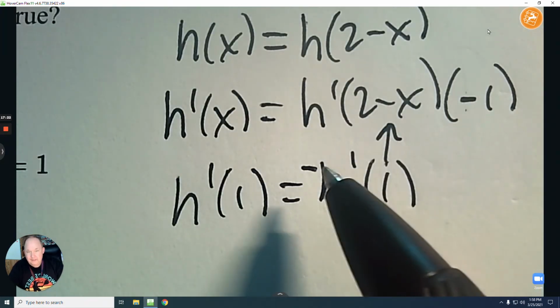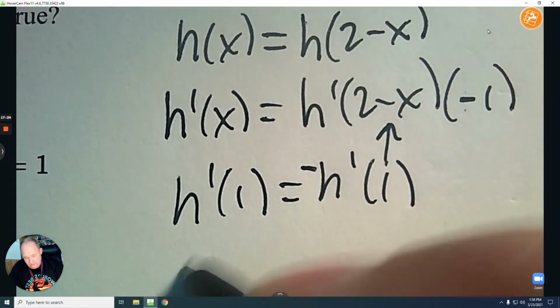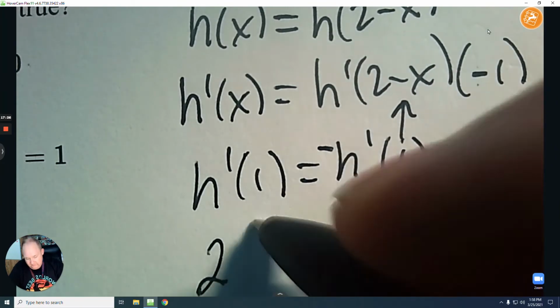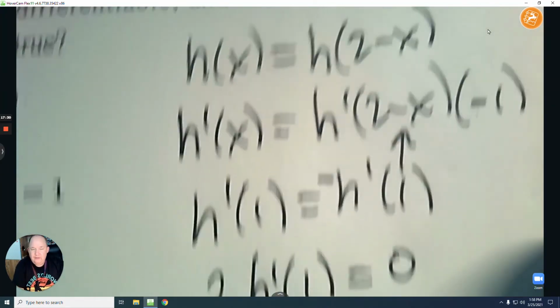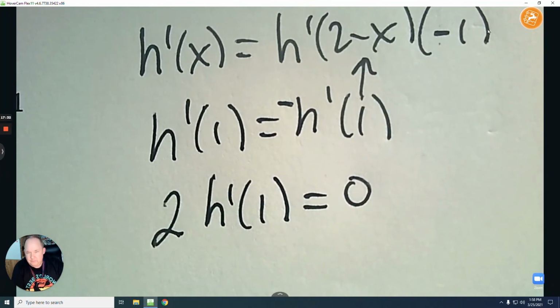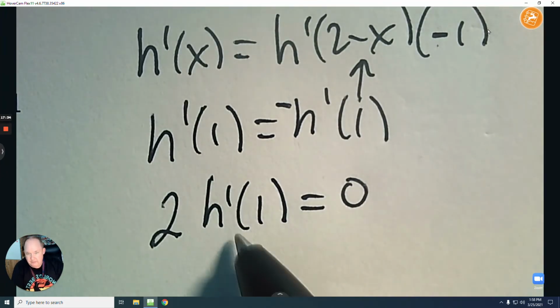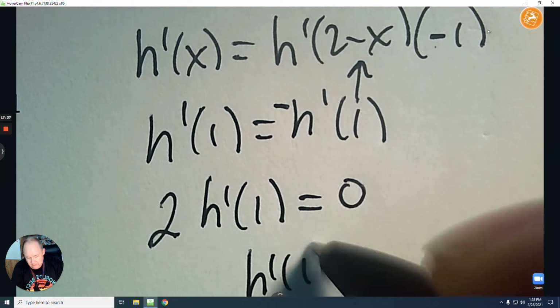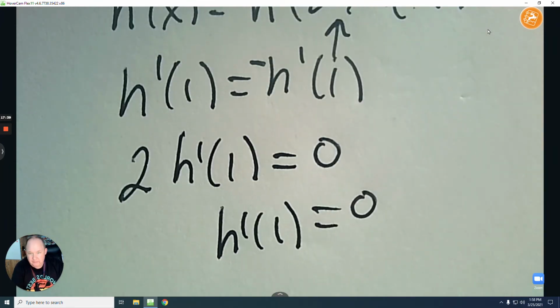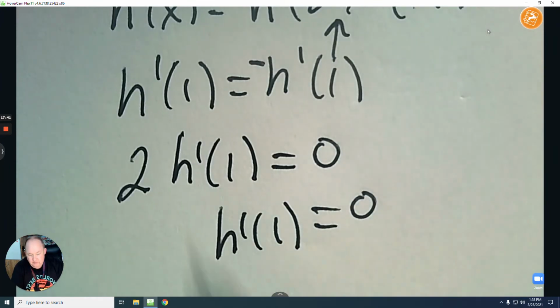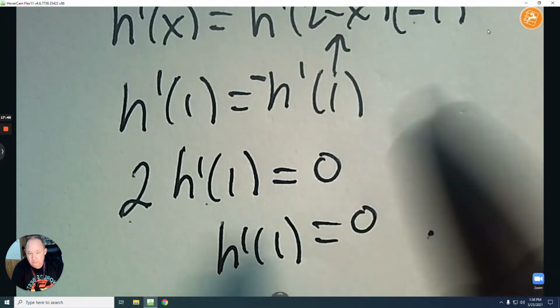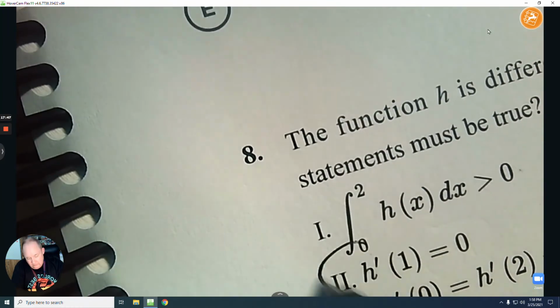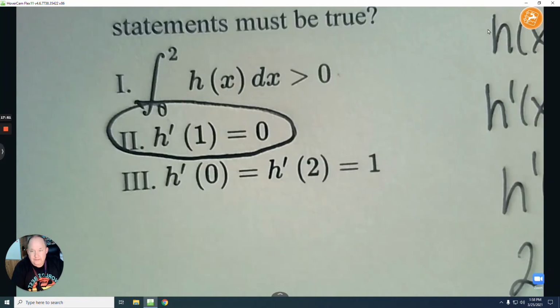So I'm going to combine like terms and add that to the other side. So now it's 2, but when I add it to the other side, it's now equal to 0. When you divide by 2, you get the derivative at 1 must equal 0. So 2 times 0 is equal to 0. The derivative at 1 must equal 0 for this to be true. So it's right there, and the answer is that: only 2.